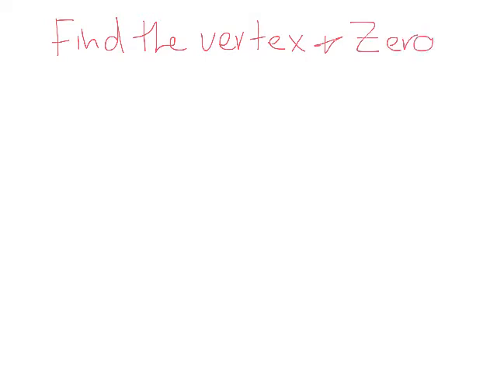Okay, let's do this. So I want you to find the vertex and zeros. Okay, we're going to skip axis of symmetry for now. So I want you to find the vertex and zeros, and we're going to use this function y equals x squared minus 5x minus 14.